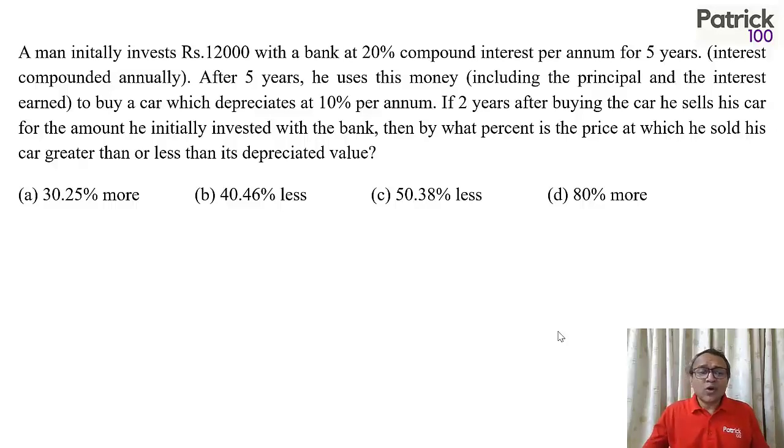Now here all the options are in percentage, right? In the sum also everything is percentage multiplication. So instead of taking 12,000, you can take 12,000, perfect, but you can take 100 as well and solve. You'll still get the same answer.